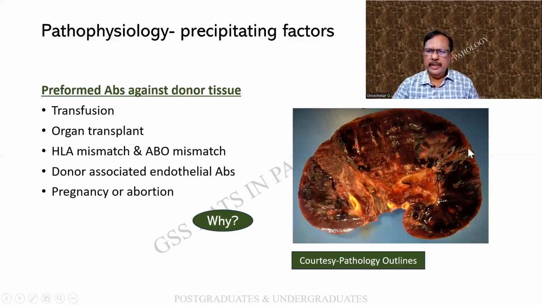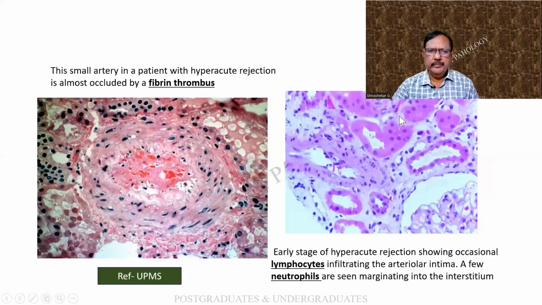And incidentally, look at the kidney over here. It is not the pale golden brown that you people usually see. I am finding extensive areas of hemorrhage and necrosis, which is again confirmed with this. This is the reference. UPMS, kindly find out what it is.